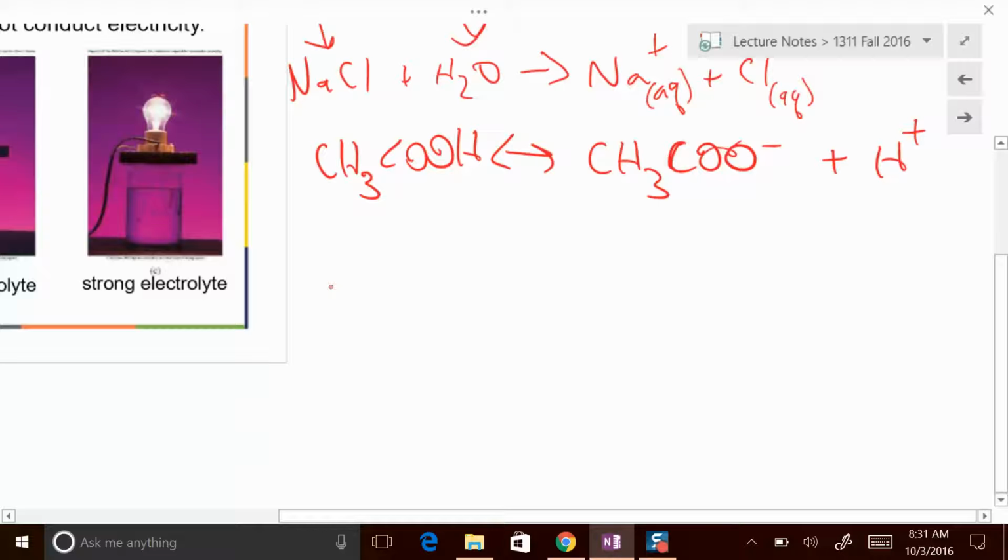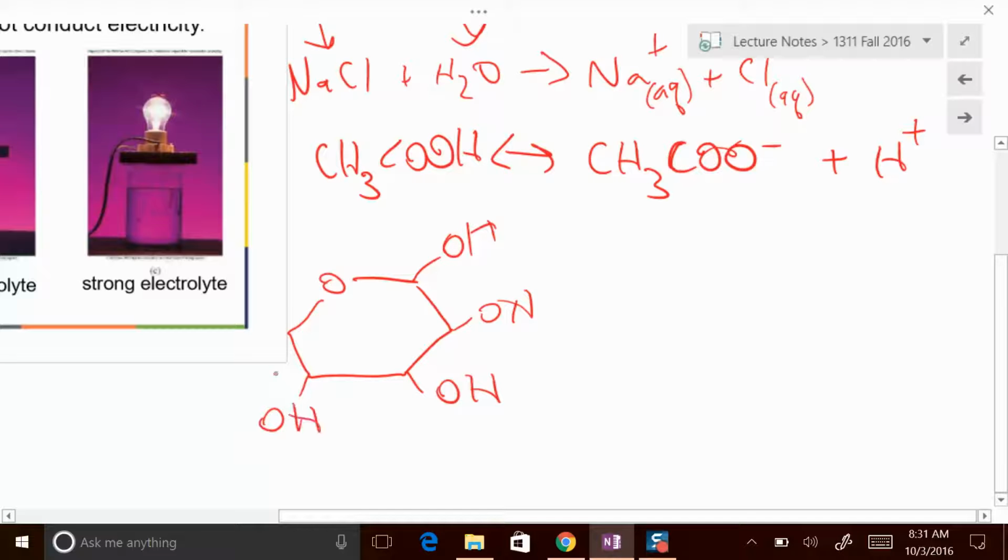So, for example, glucose. Glucose is a sugar. Any sugar is a covalent molecule. There are no metals in this. They're all nonmetals. Carbon, hydrogen, oxygen. And because it's all nonmetals, that means it forms covalent bonds. And covalent bonds do not separate in water.